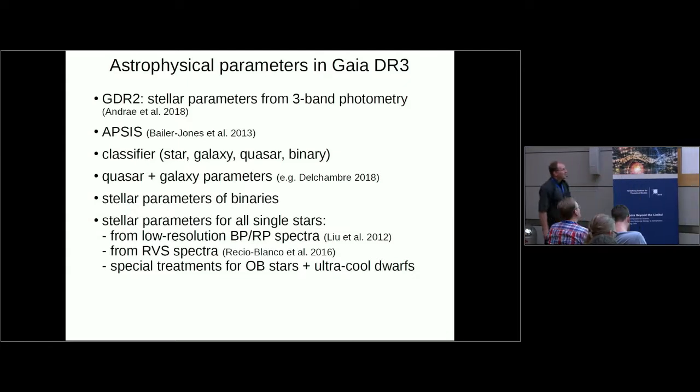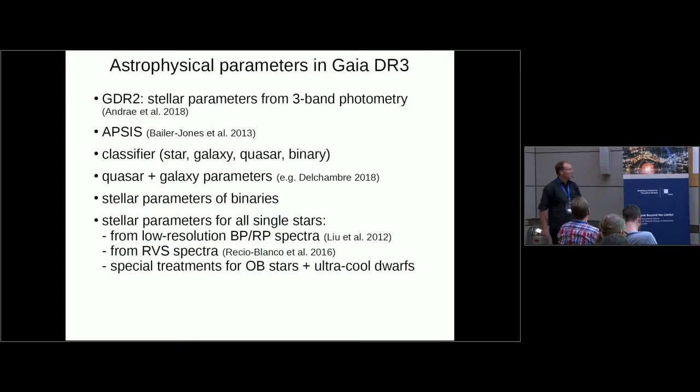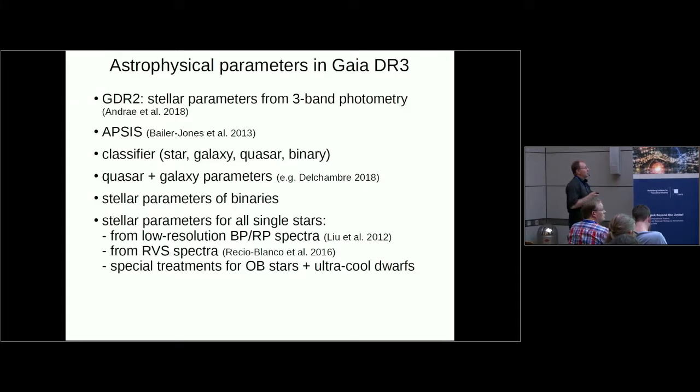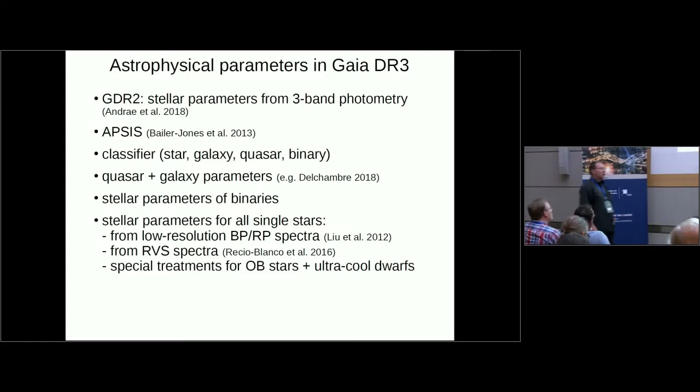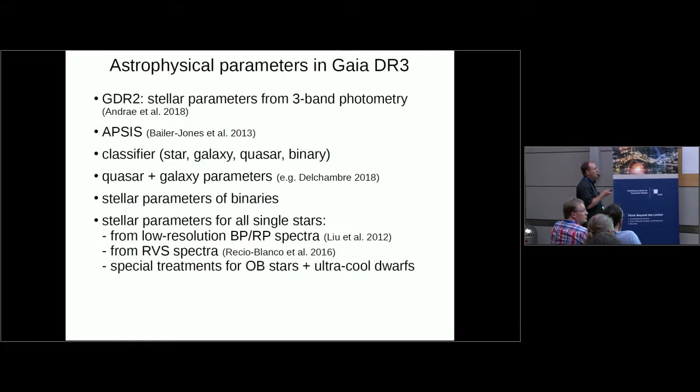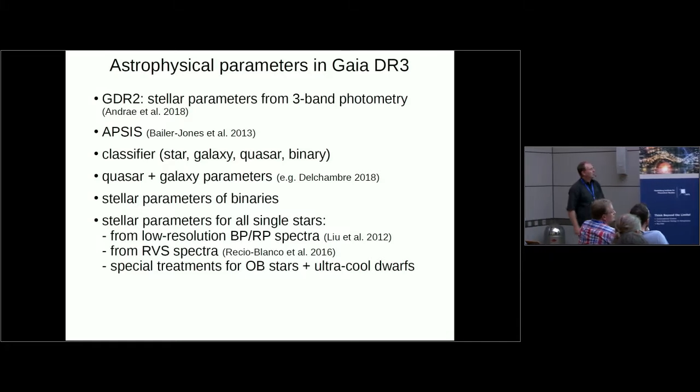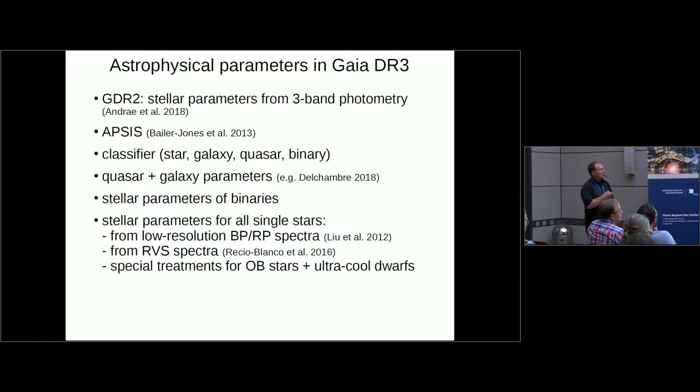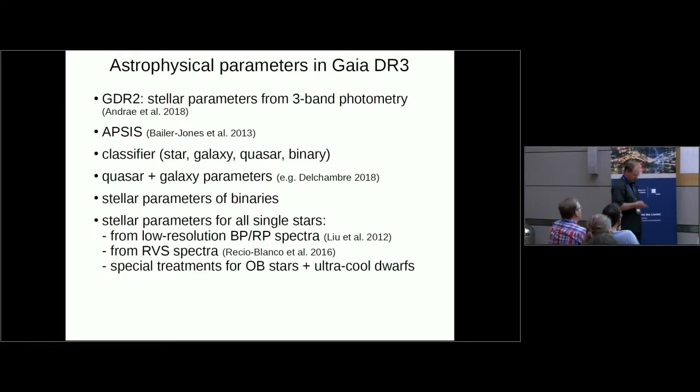And then for the single stars, we have various different sets of modules. For instance, what I'm working on: from the low resolution spectra, you get stellar parameters. Then if the source is bright enough to have an RVS spectrum, you will also get stellar parameters from the RVS spectrum. And if the source is classified as a source of special type, like OB stars, ultra-cool dwarfs, or emission line stars, for instance, then we also have special modules that provide special treatments for these sources.